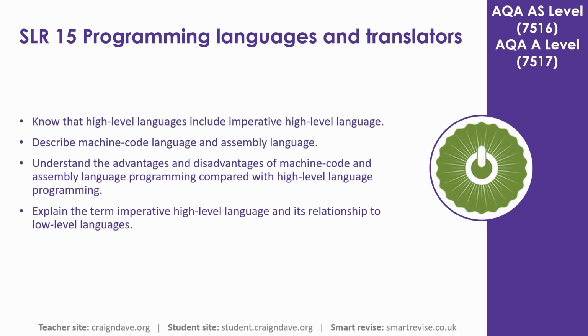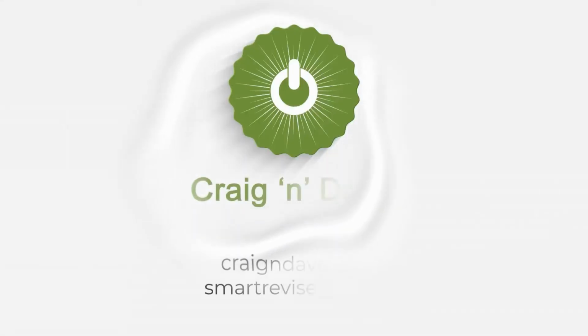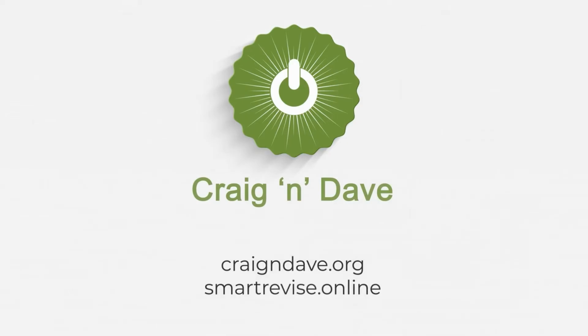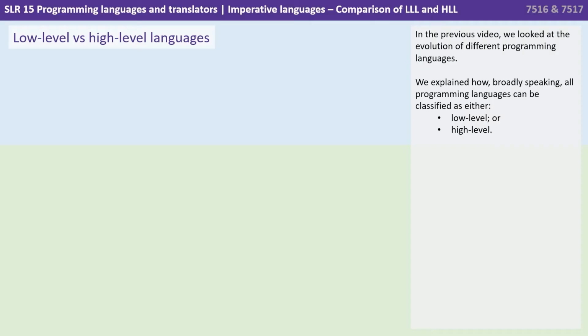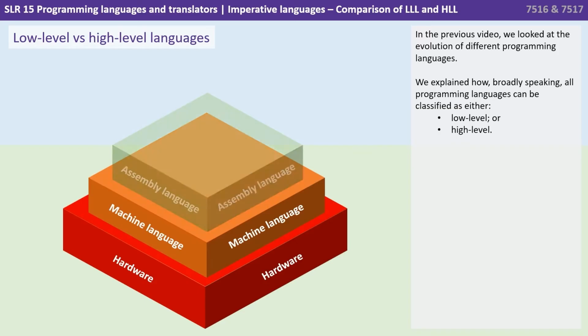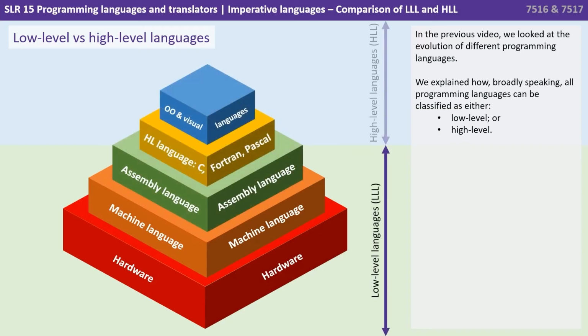In this video, we take a deeper dive into various aspects of high-level languages, imperative languages, and machine code and assembly languages. So in the previous video, we looked at the evolution of different programming languages. We explained how, broadly speaking, all programming languages can be classified as either low-level or high-level.